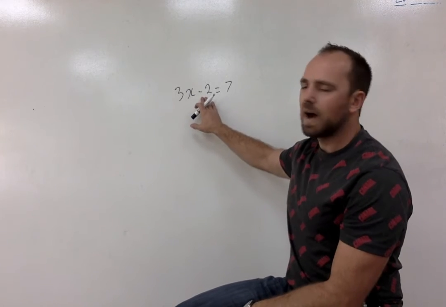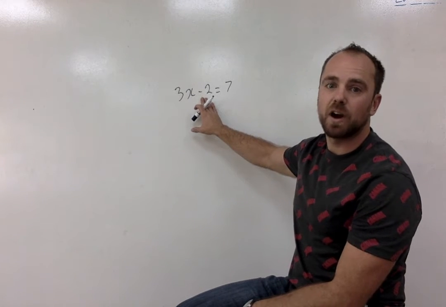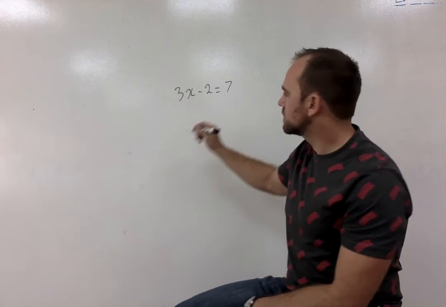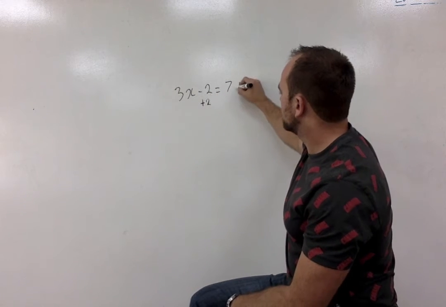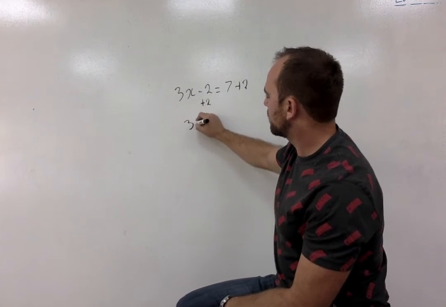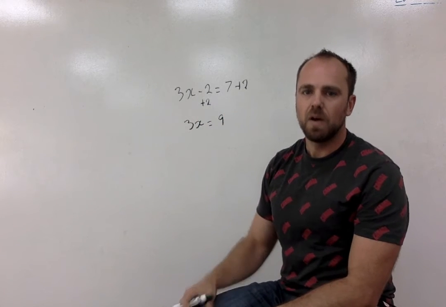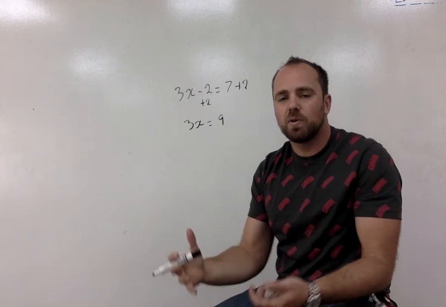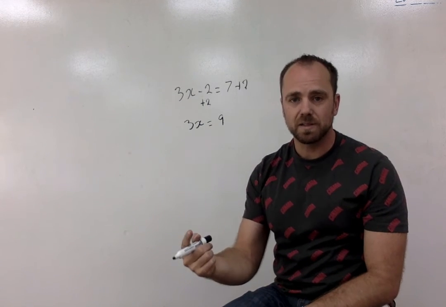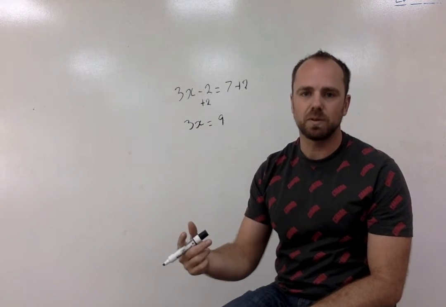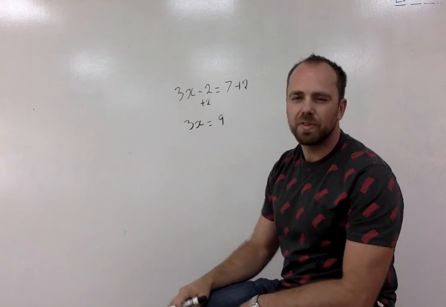Okay? So I have negative 2. I need to find the opposite operation, which is positive 2. So I'm going to add 2 to both sides. Now I have 3x equals 9. Now I have to ask myself, do I want to know what 3x is, or do I know what 1x is? I'm looking for what 1x equals. Okay? What do I put there to make it work?